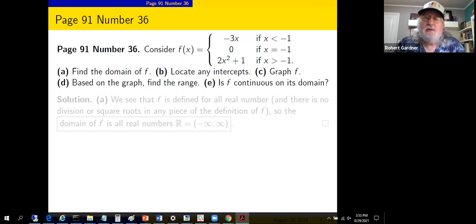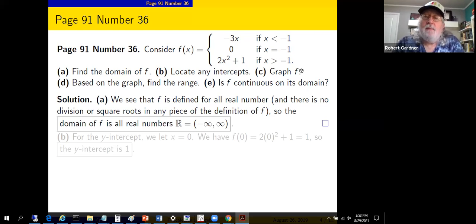Let's see, same function, different problem. They start asking you different stuff. So I picked the same function for the sake of illustration. Find the domain, intercepts, graph it. Based on the graph, find the range. Is it continuous? So this is another example, just like the one we did in the notes.